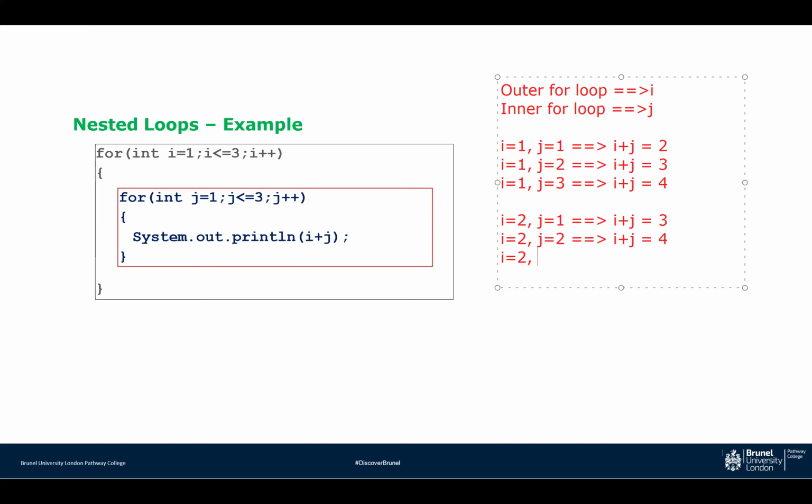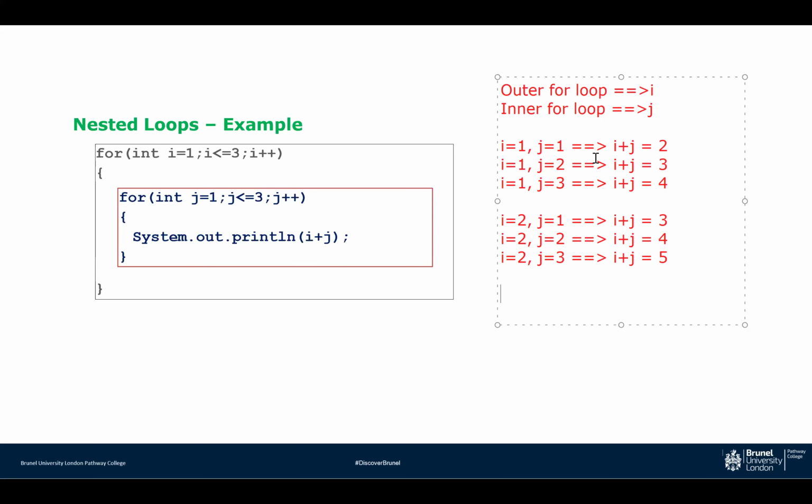So one more time. j equals 3, which gives me i plus j is 5. Do you understand? Now j, I need to increase the value of j by 1. So j becomes 4. Is 4 less than or equal to 3? That's false. We exit the inner for loop. We finish the inner for loop.